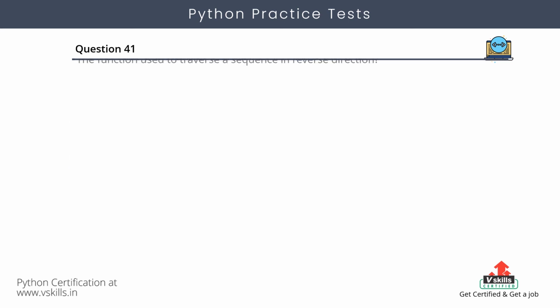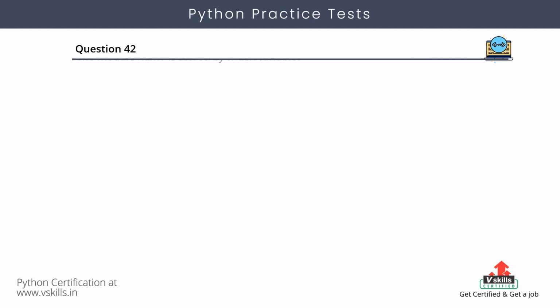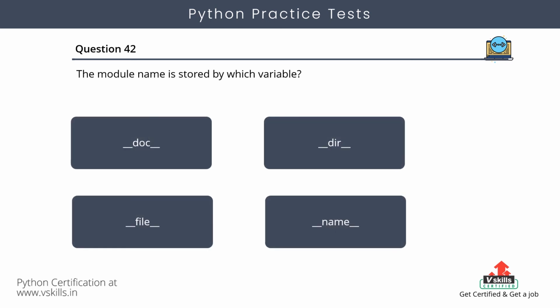Question 41. Which function is used to traverse a sequence in reverse direction? The correct answer is option C. Question 42. The module name is stored by which variable? The correct answer is option D.